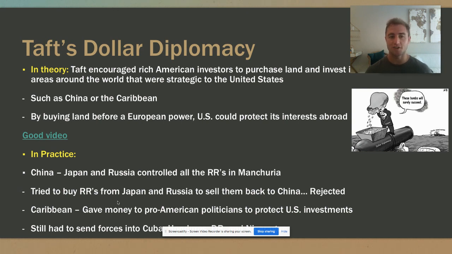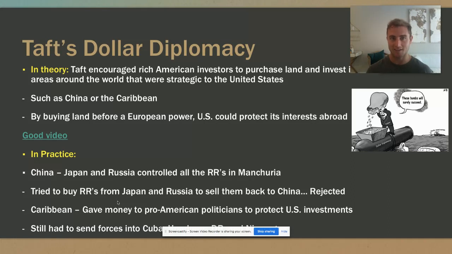One of the things he wanted to do was, because there's still an open door in China, he wanted China to control more of its land so that the United States could benefit from free trade in China. And Japan and Russia had now started to take control of many of the railroads in Manchuria, northern China. And so because of this, Taft is like, hey, we could buy the railroads and this land from Japan and Russia, sell it back to China, make money on that sale, and then have free trade there. He's rejected. It's kind of publicly humiliating.